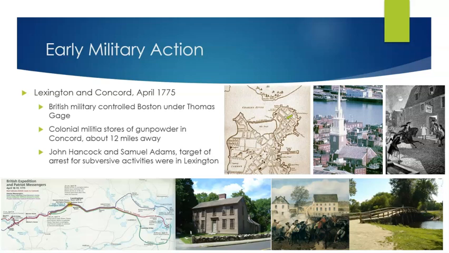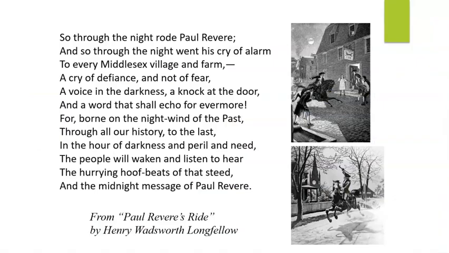Gage had two main routes he could take, but settled on using barges to cross the Charles River. But the movement of troops couldn't be kept secret, and the Sons of Liberty were watching. Several managed to sneak out of the city despite a curfew and warn the countryside that the redcoats were coming, which Henry Wadsworth Longfellow would immortalize in his famous poem, Paul Revere's Ride.